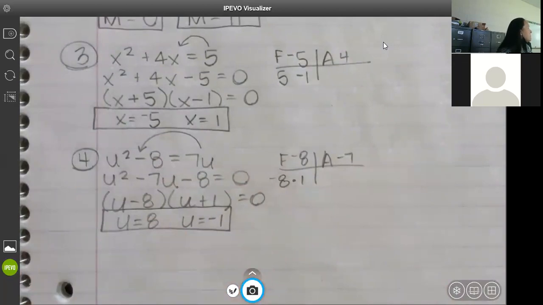Everybody good? All right. So then we're going to do a couple slide and divide because I think those are the ones you had the most trouble with yesterday. So I think you were okay with these and switching those signs. That was pretty easy. With the slide and divide is what you had a little bit of trouble with.